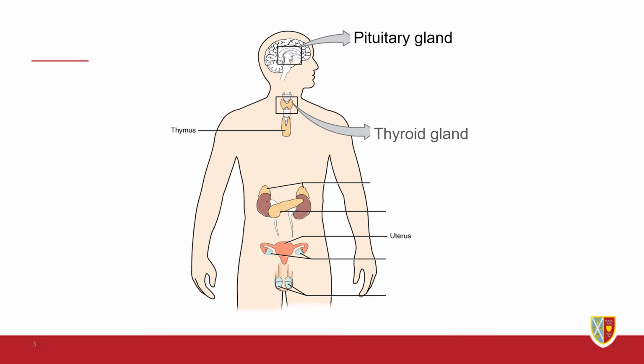The second one down here is the thymus, or the thyroid gland just above the thymus is specifically what we're looking at. And this one produces thyroxine. It's all to do with metabolism, so it's to do with building up and breaking down of substances within the body.